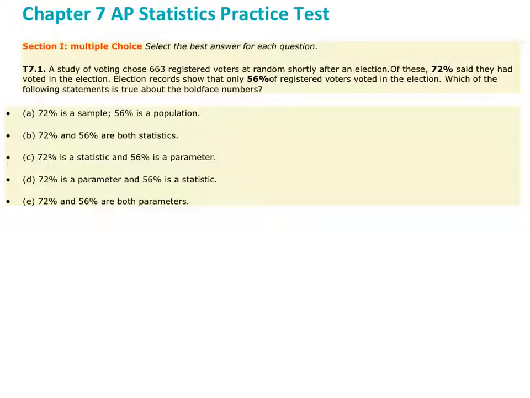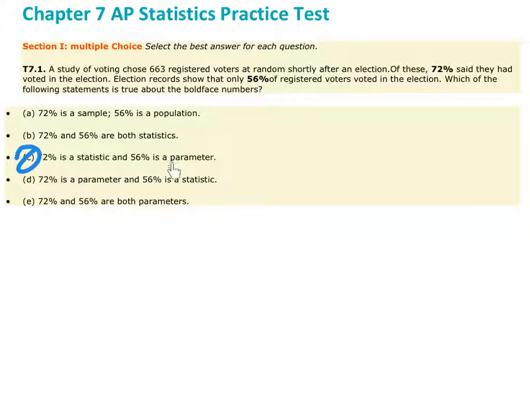For this problem, the correct answer was letter C, in that the 72% is the statistic, where 56% is the parameter. Remember, the statistic comes from the sample, so the 72% came from the sample of 663 voters, whereas the 56% represents all of the voters that are registered out there, which is considered our population.